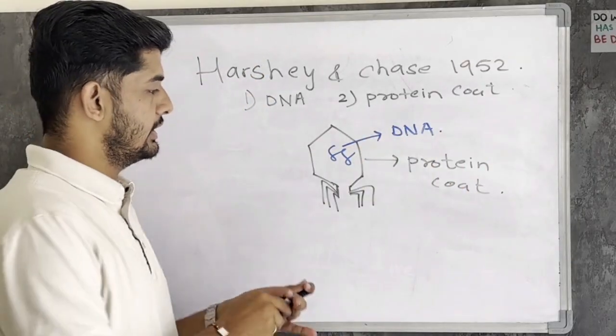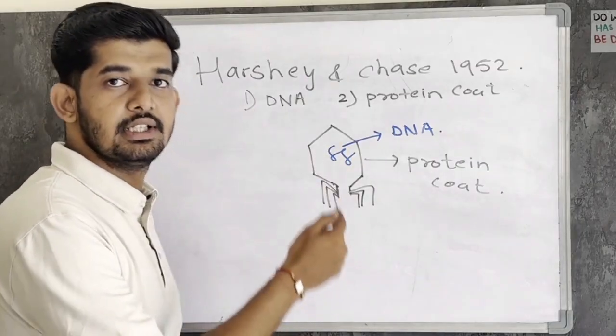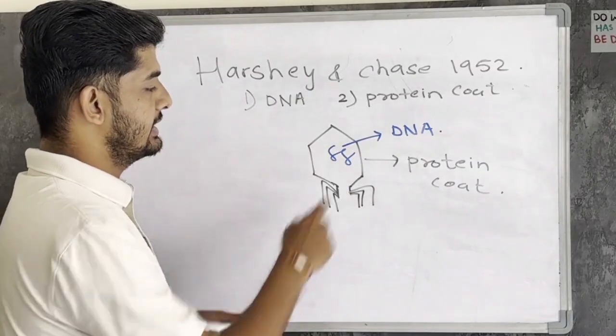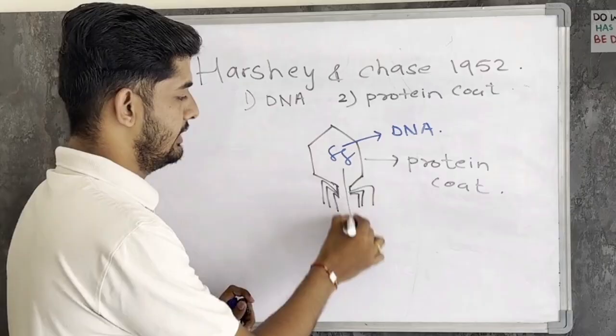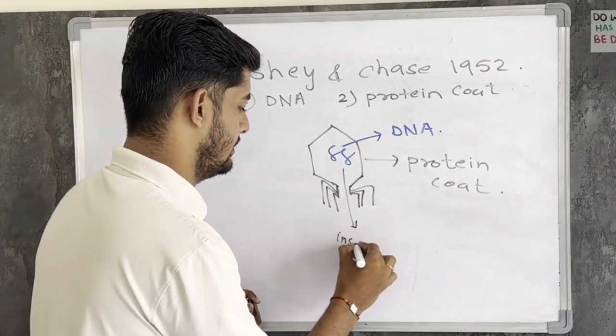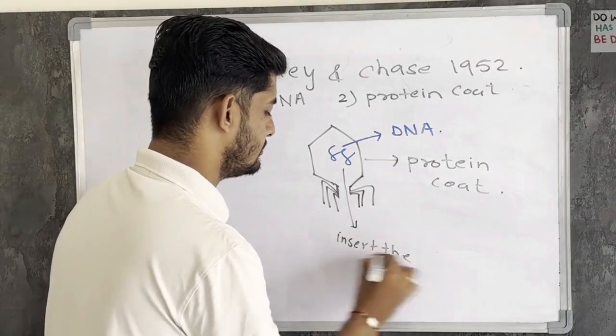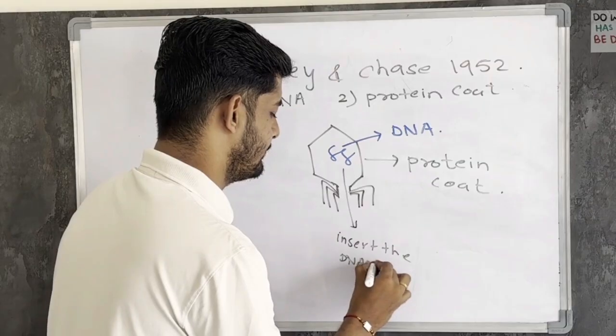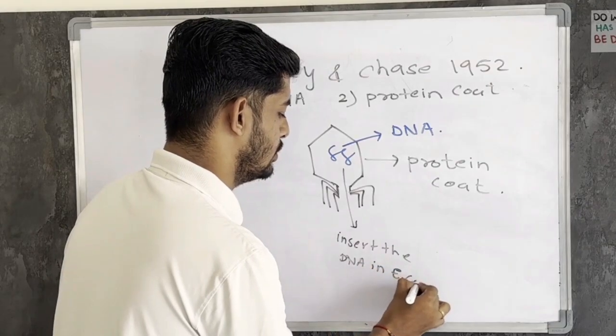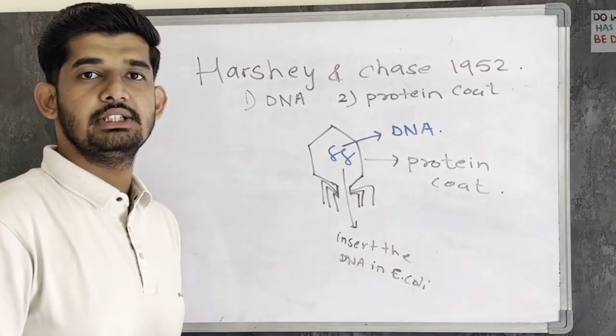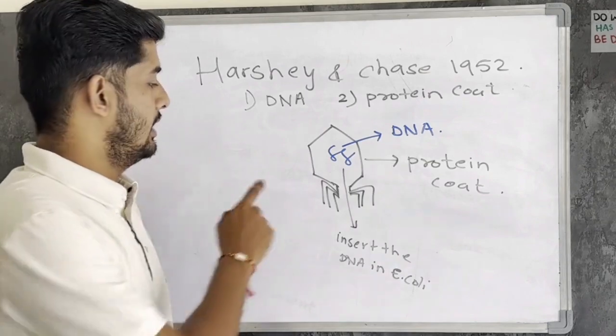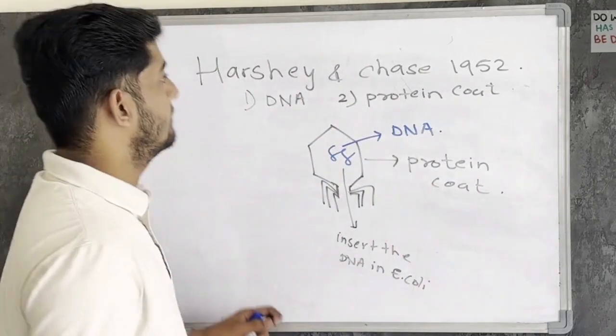Now when this T2 bacteriophage infects the E. coli, it inserts its DNA in the E. coli. It will insert the DNA in E. coli when it infects the E. coli. Now we will see how the experiments were conducted by Hershey and Chase.